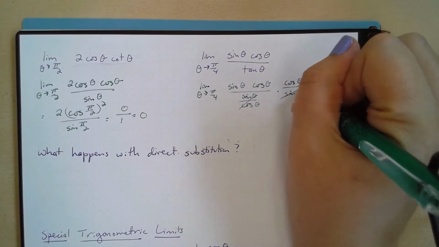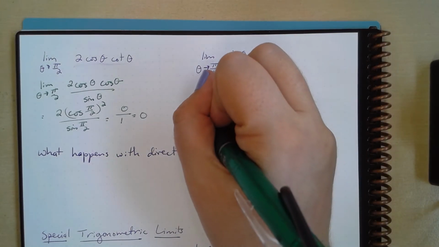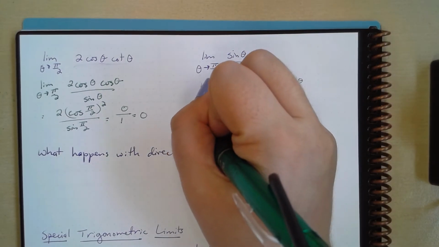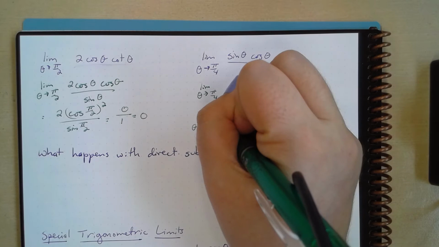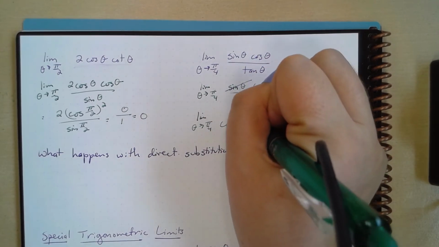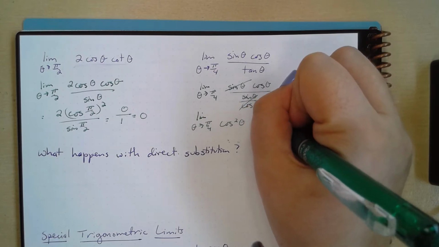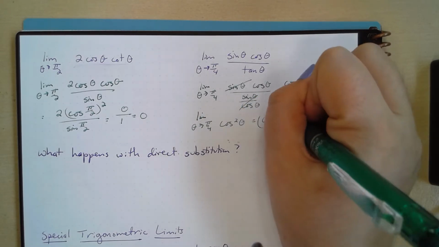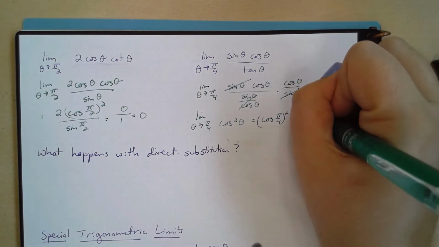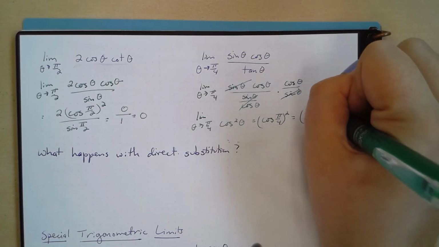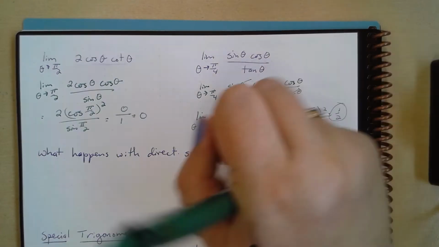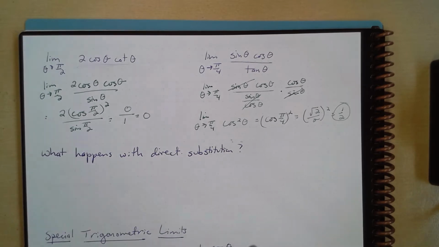And we're going to cancel some stuff out here. So now we just have the limit as theta approaches pi over 4 of cosine squared theta, which is just the cosine of pi over 4 squared, which is just radical 2 over 2 squared, which is just 1/2. Right? Beautiful.